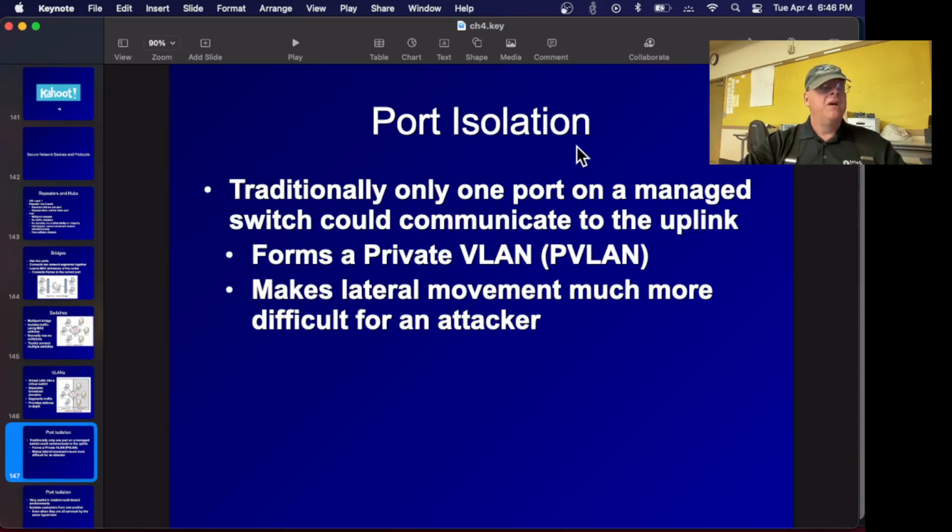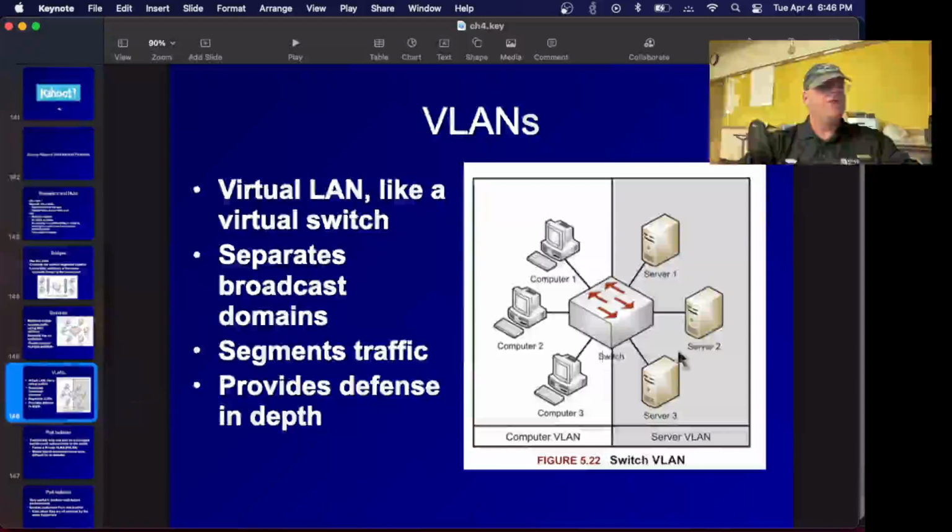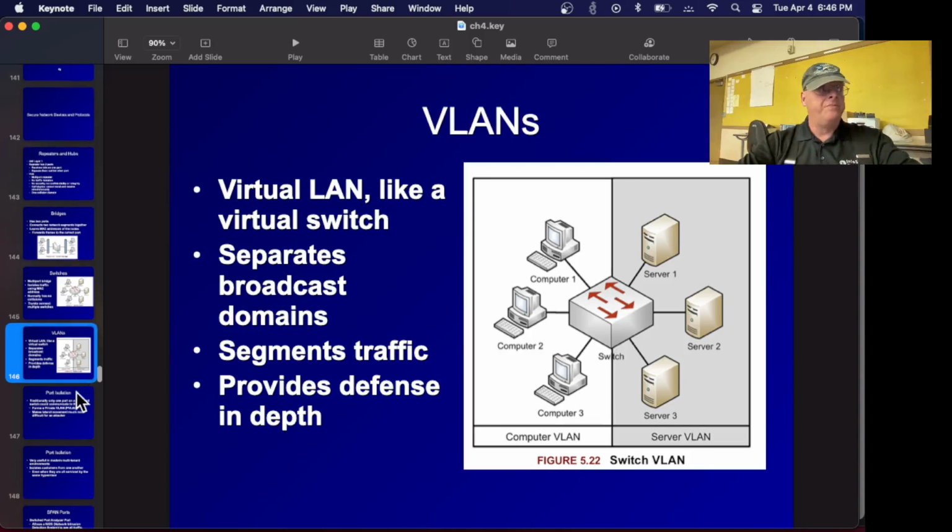Port isolation. On a managed switch, you typically limit what's allowed to connect to other devices. Only one port is allowed to communicate to the uplink. This forms a private VLAN. All right, and the idea is you limit traffic with these VLANs. So if somebody takes over a device in one LAN, they can send out packets and infect the other devices there, but they have trouble getting to this other local area network to infect more devices. VLANs help provide defense in depth.